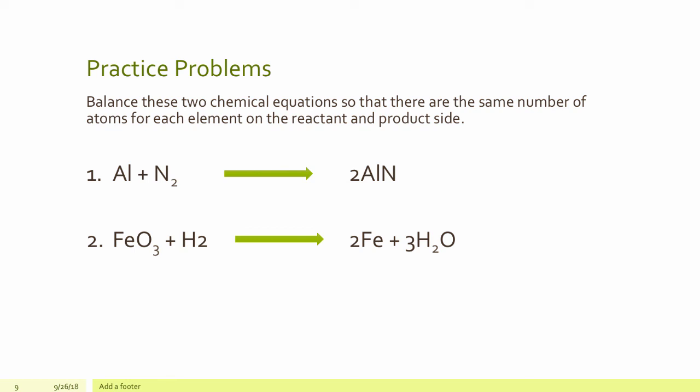The second equation is Fe2O3 plus H2. Those are my reactants, yielding a product of 2Fe plus 3H2O.